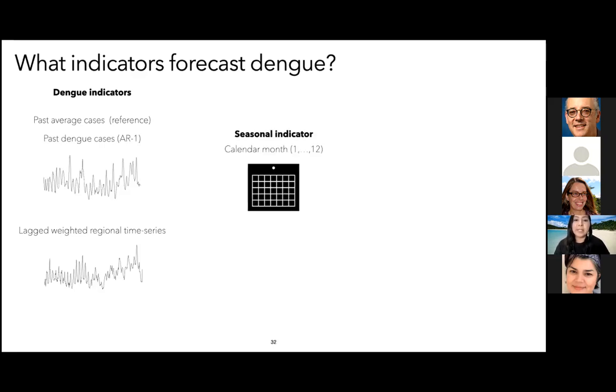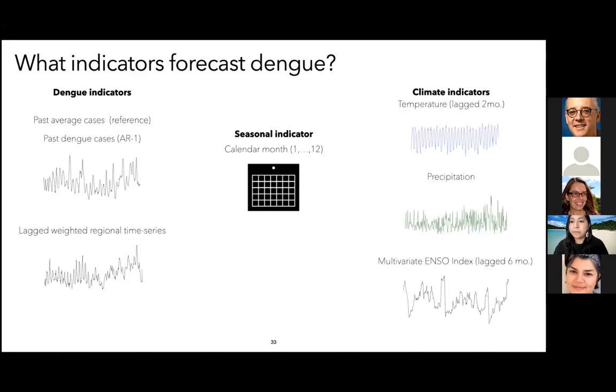We also looked at seasonal indicators, so just a calendar month variable ranging from 1 to 12, but those tend to capture some of the seasonal variations a little bit better than other indicators that we might consider, like the climate variables. And of course, we evaluated climate indicators. So we looked at the average monthly temperature lagged by 2 months. We looked at the total rainfall for all locations, and also looked at the multivariate ENSO index lagged by 6 months, and evaluated those individually. And then we also evaluated all of these predictors in some combination.